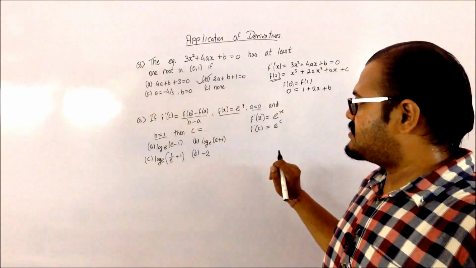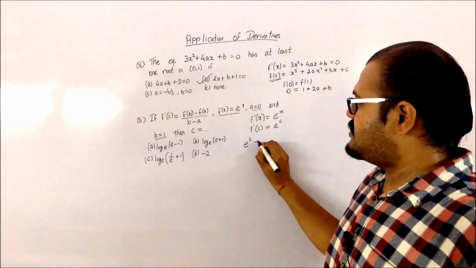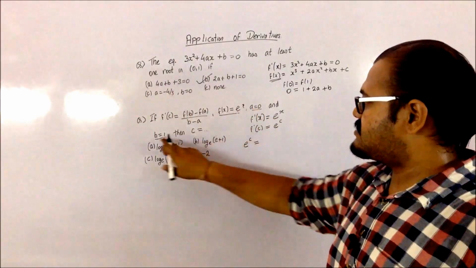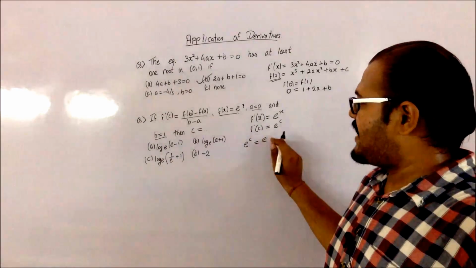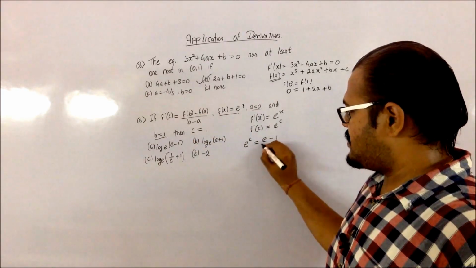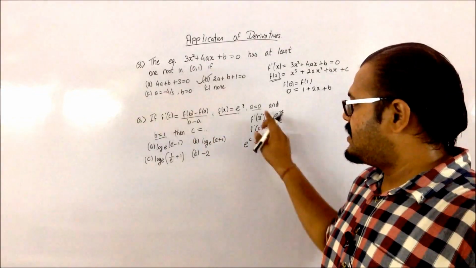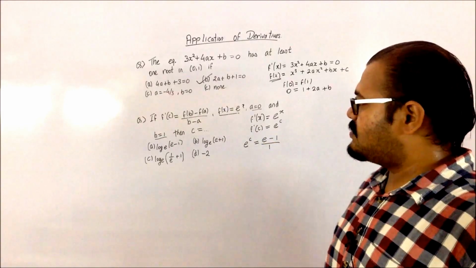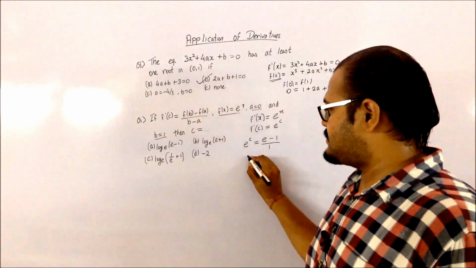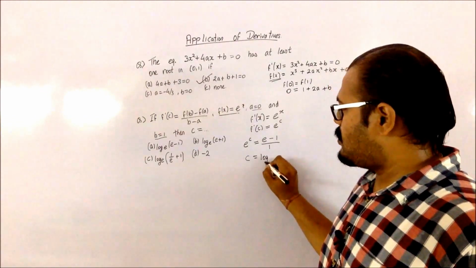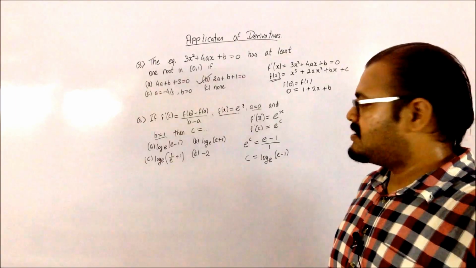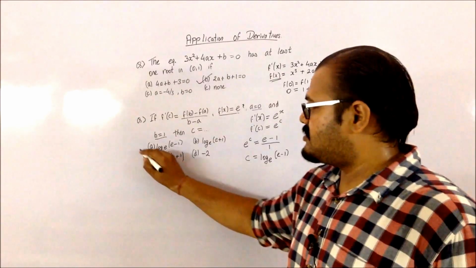Now substituting the other terms, my e raised to c will be equal to f of b, which is e raised to 1, so e, minus f of a, which is 0, so I will have e raised to 0, which is 1, divided by 1 minus 0, which is 1. So if I want to find my c's value, c will be nothing but log of e minus 1 to the base e. So your option is basically option A.